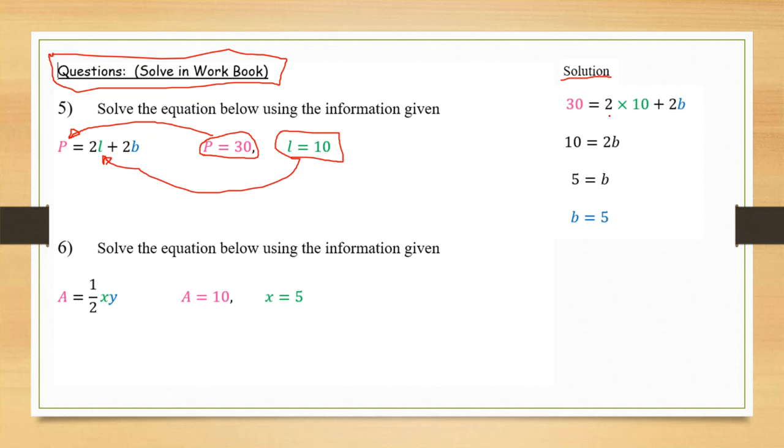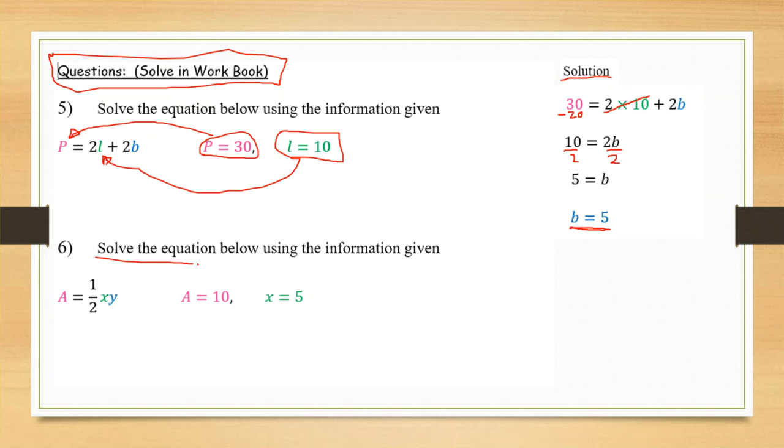So 30 equals 2 times 10 plus 2b. 2 times 10 is 20. So 30 take away 20 is 10. When we take away 20 from the left-hand side, this bit disappears. So 10 equals 2b, divide both sides by 2. So 5 equals b, and we write that as b equals 5.